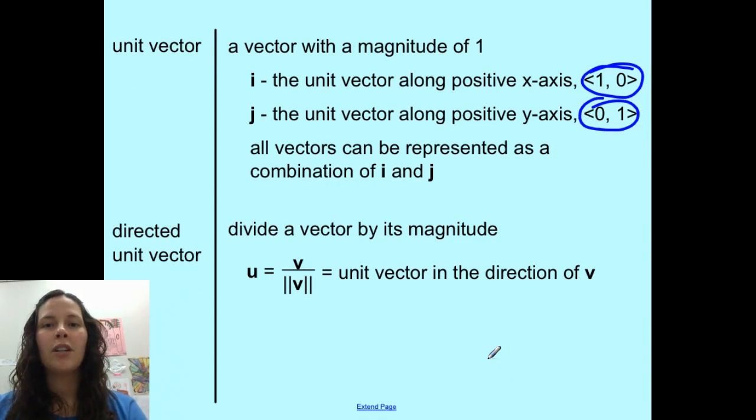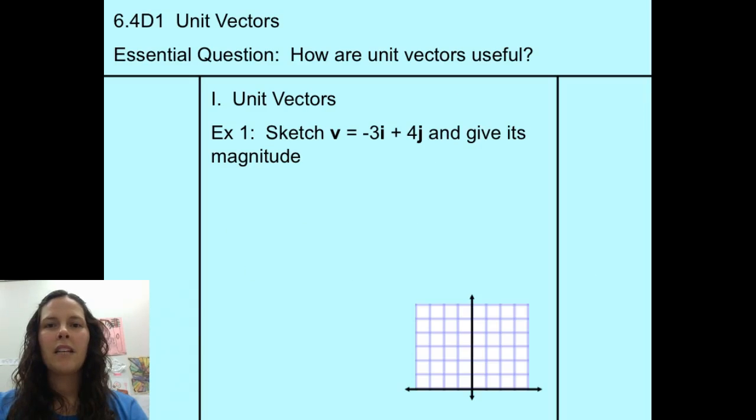We're also going to be looking at what are called directed unit vectors. To find a directed unit vector, you take the vector, each piece of the component form, so the x component and the y component, and you divide them by the magnitude of the vector. So that will scale it down to a unit vector, but it will be heading in the same direction as the initial vector. Starting off with some basics with unit vectors, we have -3i + 4j.